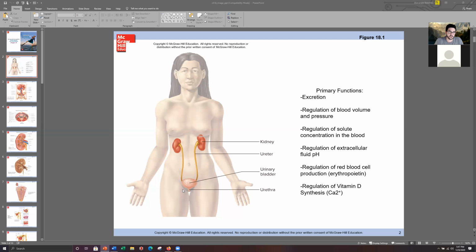And you may just confuse them, like if you're looking at a multiple choice question. But just remember that the urethra is the main vessel that exits the bladder, and the ureter is the contributing vessel from the kidney to the bladder. Okay, so ureter comes first, urethra comes second. It's the last vessel.